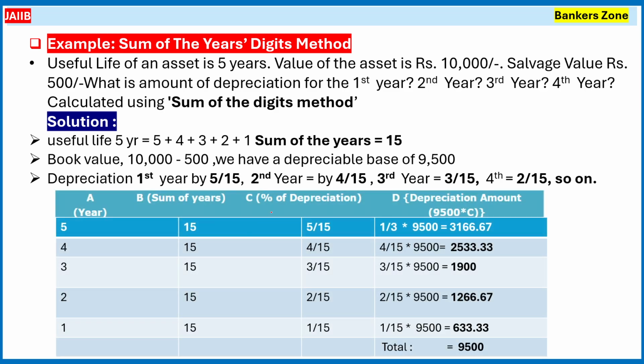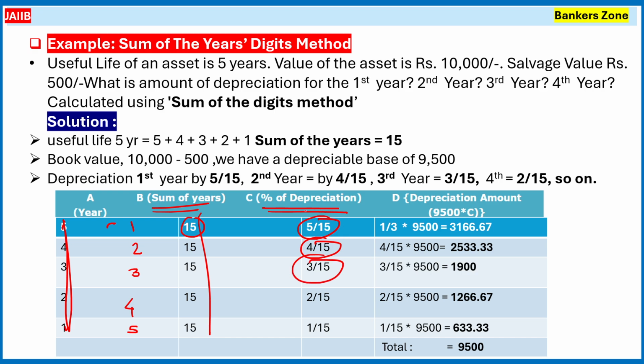Okay, so see the solution part. For the years 5, 4, 3, 2, 1, this is the number of years for which we are calculating the depreciation. So total 5 years are there. Now see, the sum of years is 15 for each year. Now the percentage of depreciation: it must be for the first year, second year, third year, fourth year, and this is for the fifth year. Now for the first year, what will be the depreciation rate? 5 by 15. For the second year 4 by 15. For the third year 3 by 15 and so on.